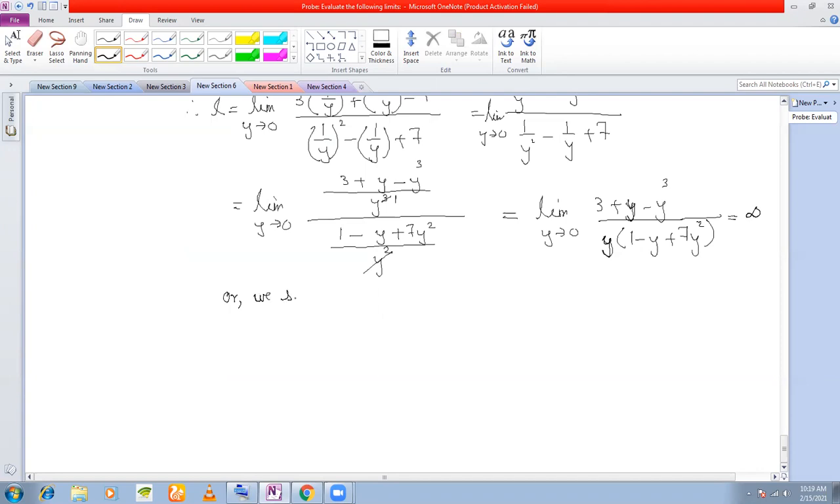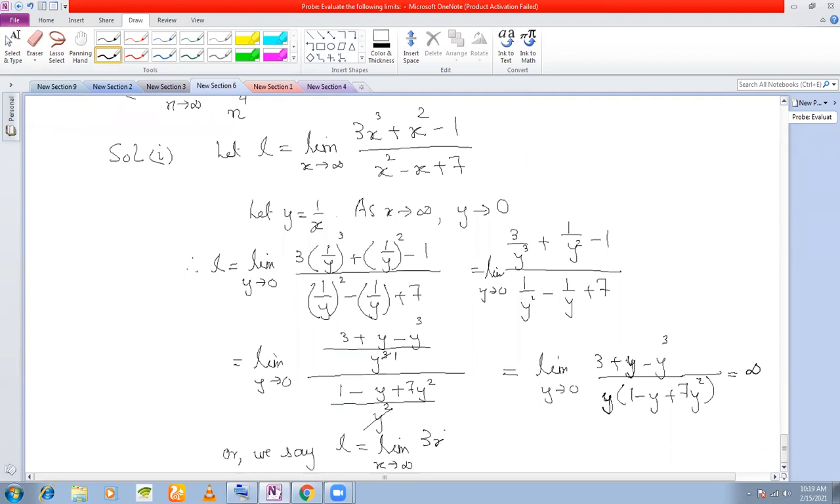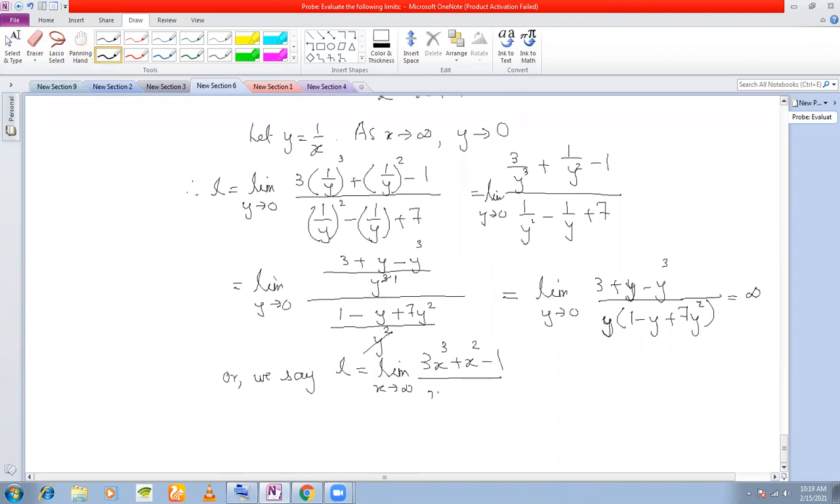Or we say L is equal to limit x tends to infinity, the given limit 3x square plus 3x cube plus x square minus 1 divided by x square minus x plus 7, does not exist finitely. Understood? Either we say this is equal to infinity directly, or we say that it does not exist finitely. Now, what is the difference between infinity and does not exist finitely?